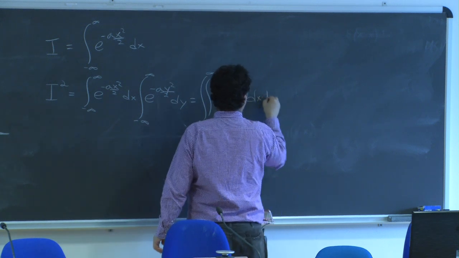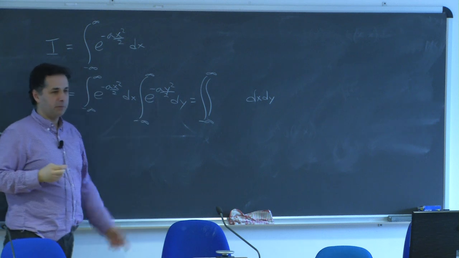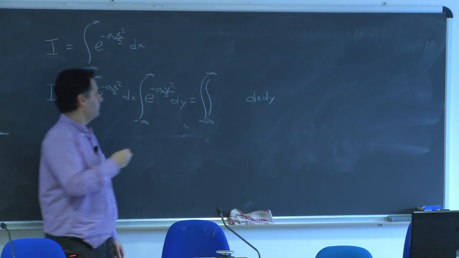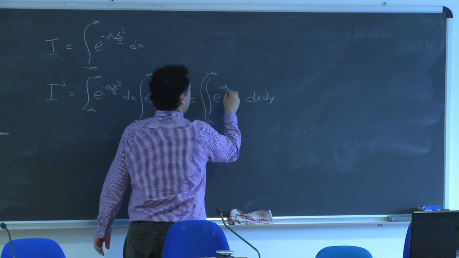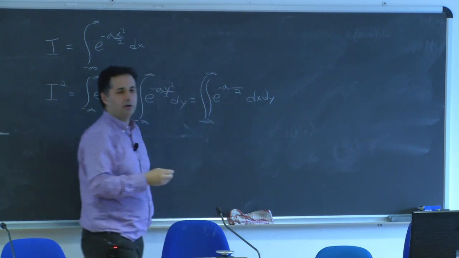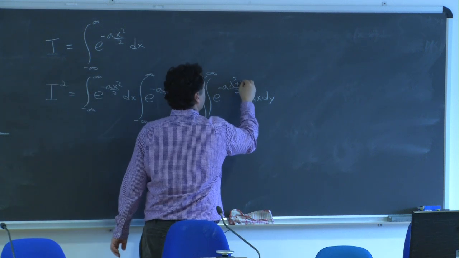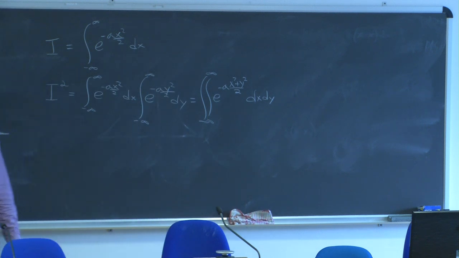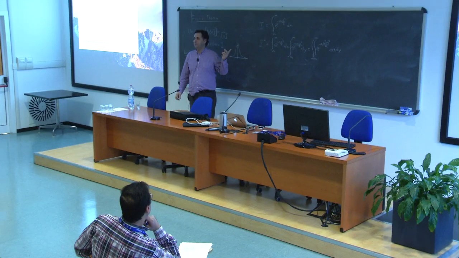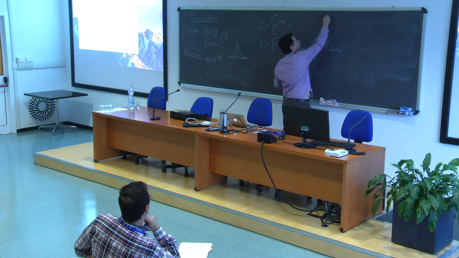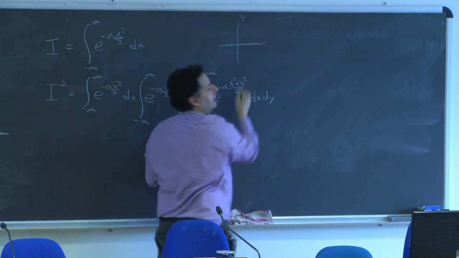And dx, dy. And can I combine these two exponentials? E to the minus a something divided by 2. What should go here? x squared plus y squared. Now, I just happen to call this x squared plus y squared, but because I chose those two letters, this is very suggestive of something. What is x squared plus y squared? If it were on a plane, it's the square of the distance. So I can think of this as an integral over an area with x and y.